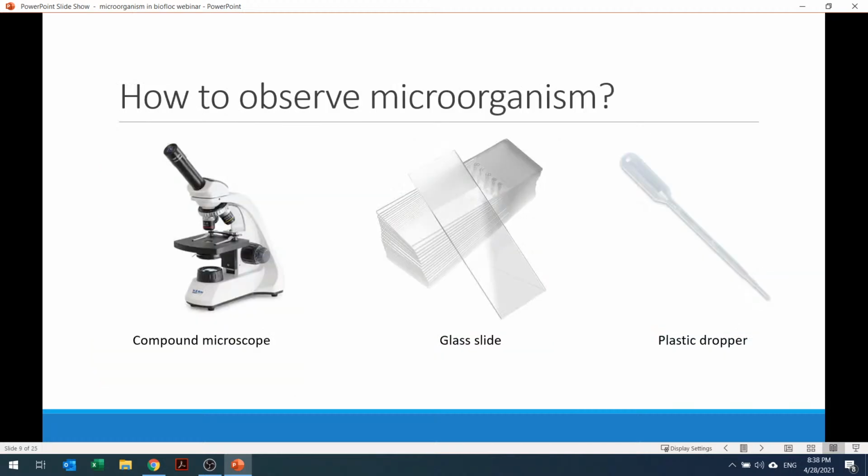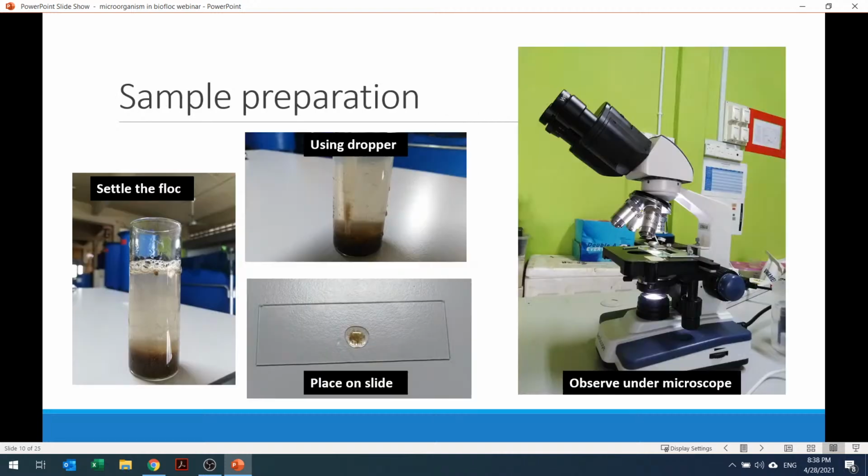You only need 3 things to observe the microorganisms. First, a compound microscope, slide and cover slip, and also a plastic dropper or pipette. To prepare the sample, you need to take the sample in a beaker and wait for a while for the floc to settle down. You can also choose to take the floc that settles down after your Imhoff cone measurement. After that, you can use a dropper to take out the floc from the bottom of the beaker. Next, place only a bit of the sample on the glass slide, and then you can observe under the compound microscope.